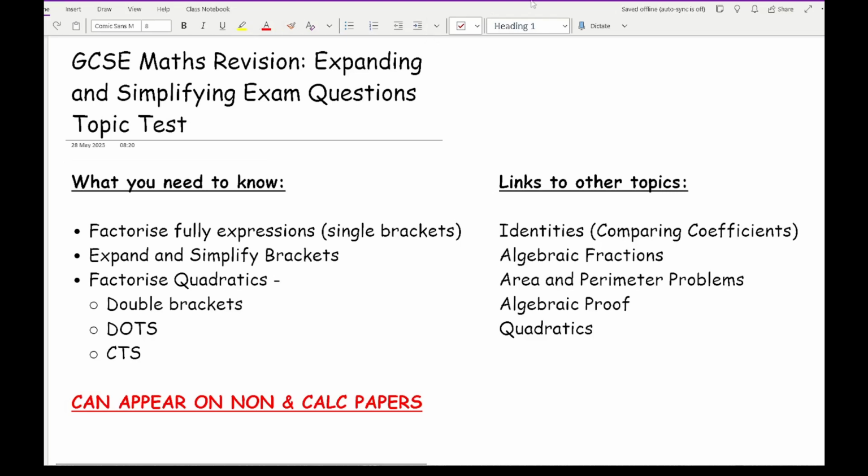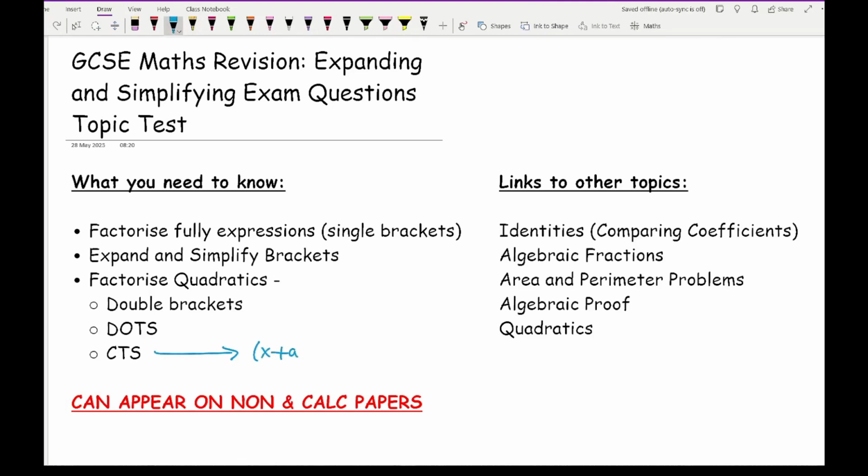So for example, if it says completing the square, or it mentions x plus a squared plus b, something along those lines, that would always imply that you're using completing the square, and that should really be the only time that you factorize using completing the square, is when it mentions it. Now, with this particular topic, it can appear on both the non-calculator and the calculator papers, so don't automatically think that because you're not using a calculator for these questions that it won't come up on a calculator paper. So again, try not to get too complacent.